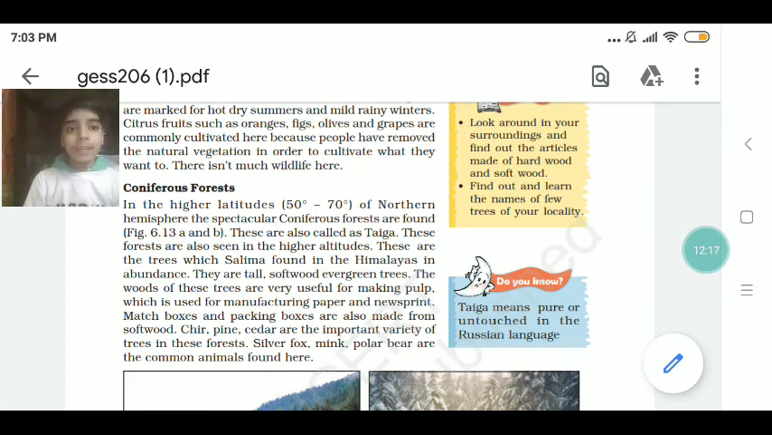hemisphere. There are trees like... we have not read about Salimas, but they said that they have visited the Himalayas where these types of forests are found. So these are found in the top of the earth and Antarctica, which is lower. So we can say that they are found in the top and the lower both. And they contain chir pine and deodar, important trees, and silver fox, mink, polar bear are common animals found here.